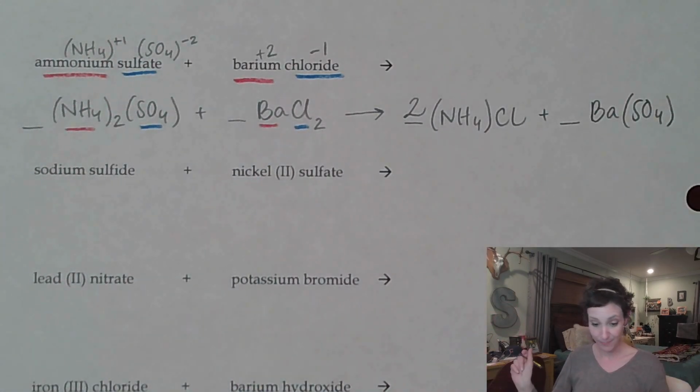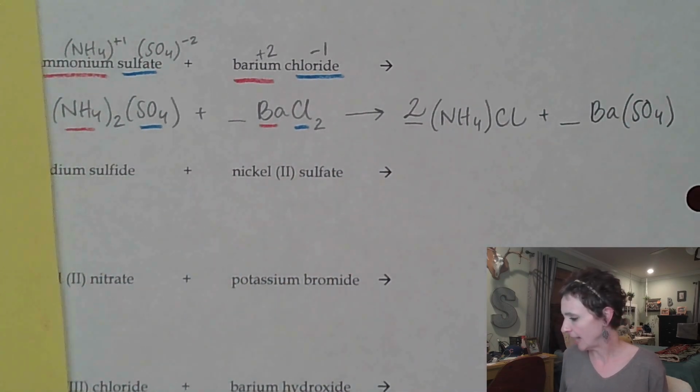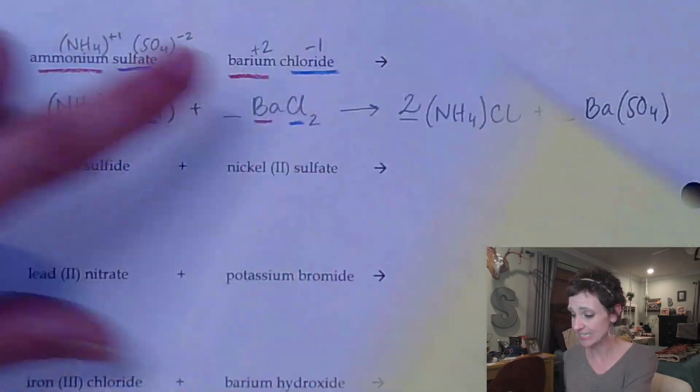Well, I made 2 ionic compounds. Which one is your precipitate? Let's see. I got ammonium chloride. Chloride is a halide. Oh, they're all soluble, and ammonium's not an exception, so he's not a precipitate.